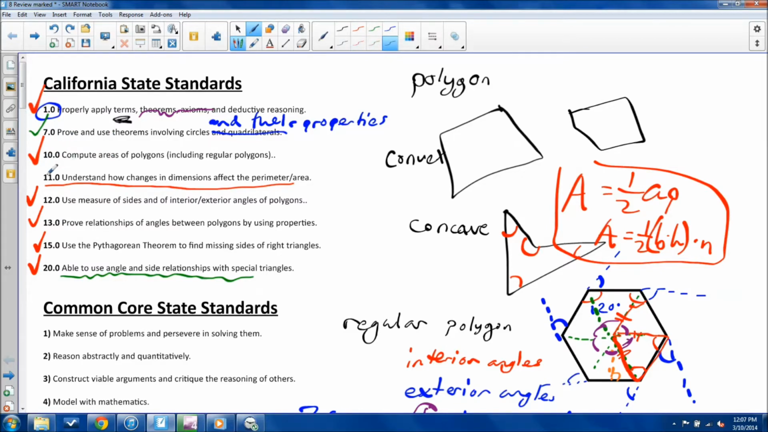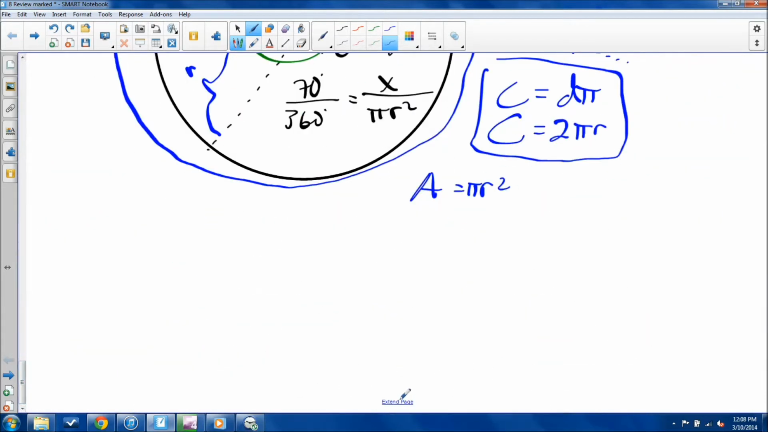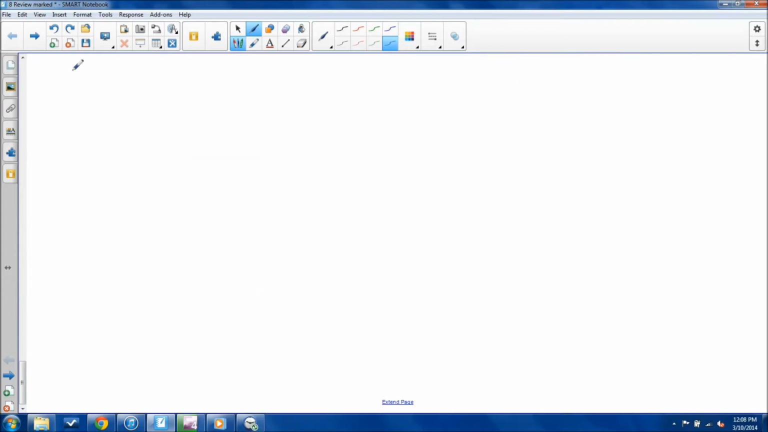And the final one, understand how changes in dimensions affect the perimeter and area. So I can go all the way down here. There are these things. We're going to call them RS, RP and RA. This is ratio of sides, perimeters, and area.